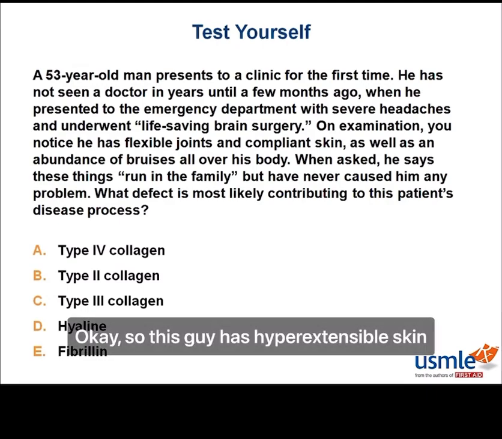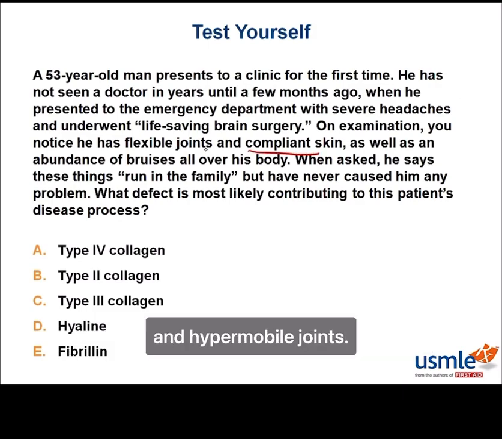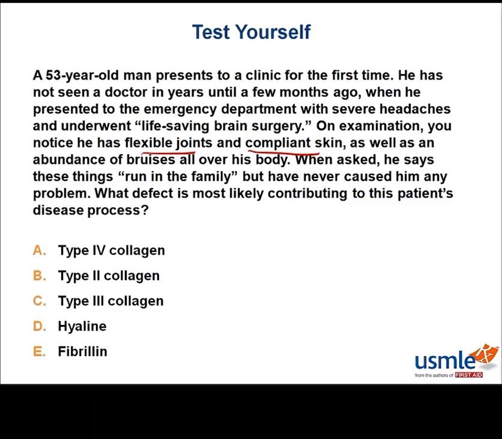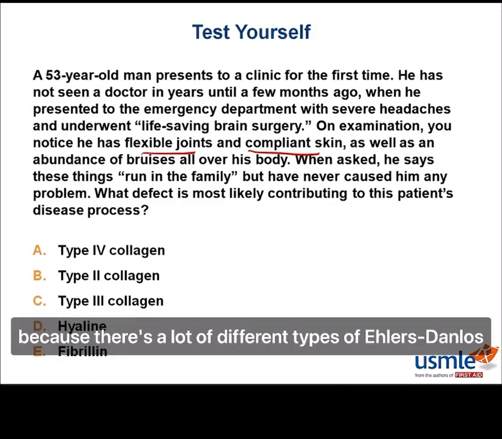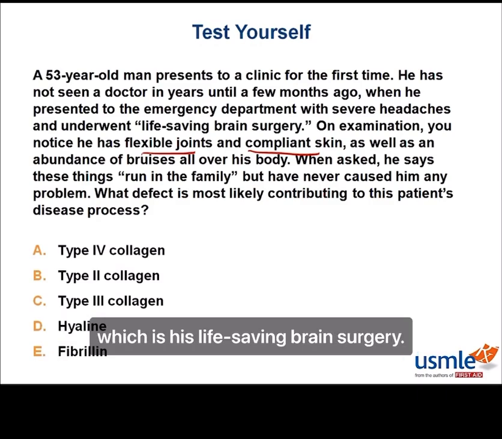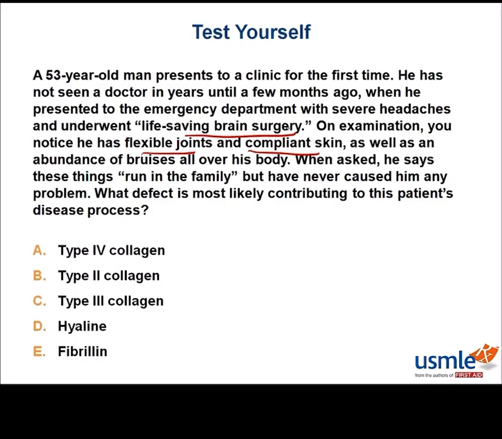Okay, so this guy has hyperextensible skin and hypermobile joints. That narrows it down really quickly to Ehlers-Danlos syndrome, which is caused by a defect in what? Well, that's actually a tricky one because there's a lot of different types of Ehlers-Danlos caused by defects in different types of collagen. So now we need another clue from the question, which is his life-saving brain surgery.